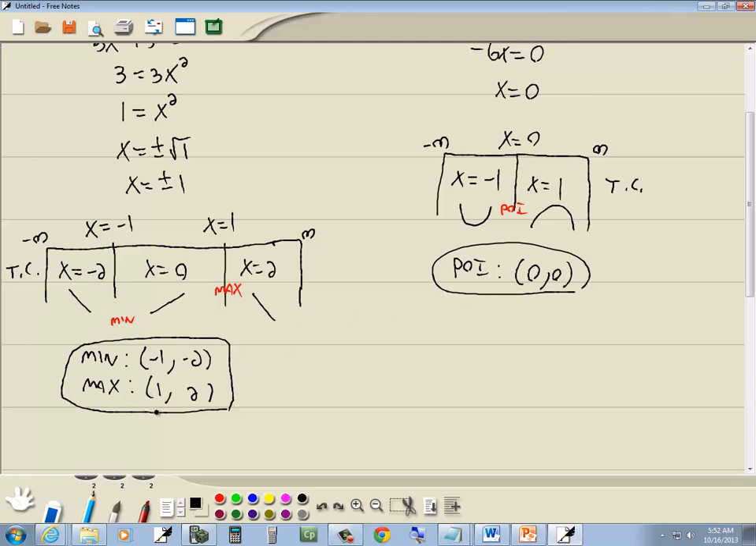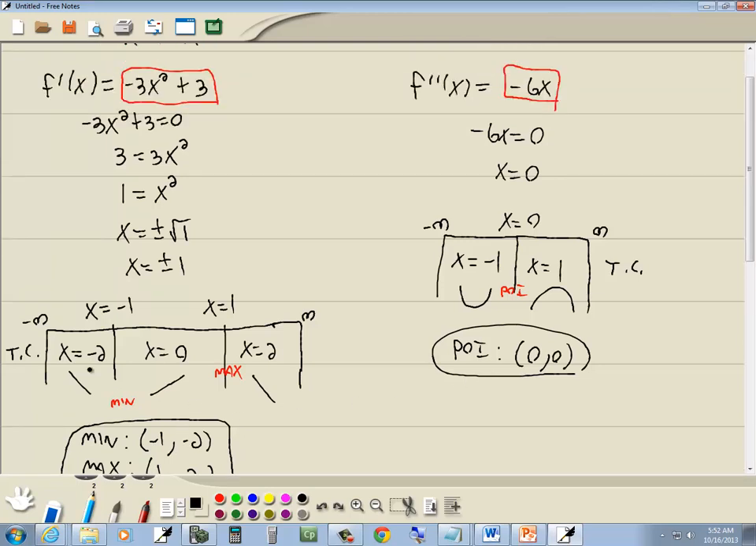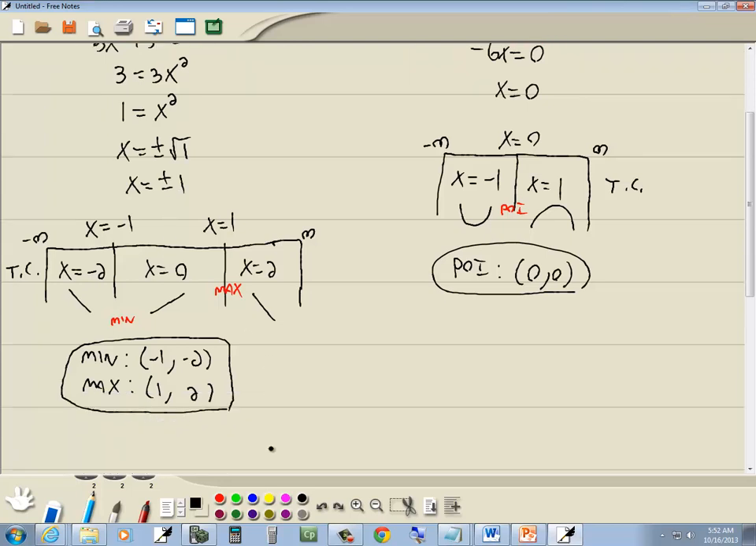So those would be our answers. Now, you notice I didn't use the second derivative test. I don't think it's that hard to create this table after you find your critical values, especially if you've got a calculator doing a lot of the basic algebra for you. Anyway, those are the answers.